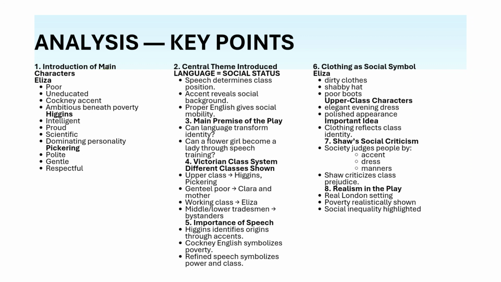The act also highlights clothing as a social symbol. Eliza's shabby hat, worn-out boots, and dirty clothes immediately identify her as poor. Meanwhile, the upper-class characters wear elegant evening clothes and present a polished appearance. Shaw shows that society judges people instantly based on external appearances. Clothing becomes a visual sign of class identity, just as accent becomes an auditory sign of class identity.